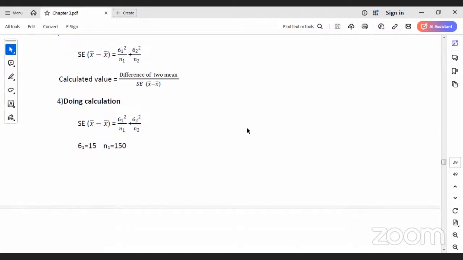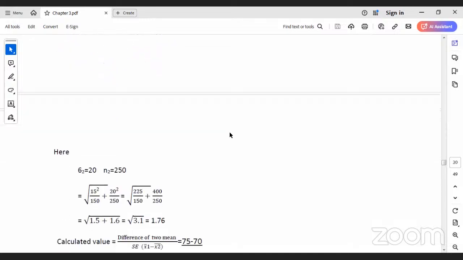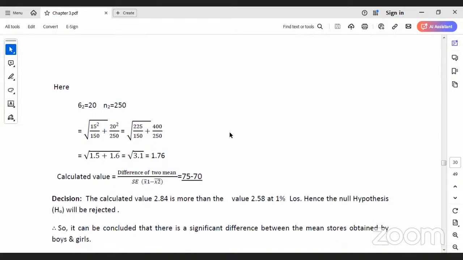Doing calculation, standard error of x bar 1 minus x bar 2 is equal to the square root of standard deviation 1 square by n1 plus standard deviation 2 square by n2. So standard deviation 1 is equal to 15, n1 is equal to 150, then standard deviation 2 is equal to 20, n2 is equal to 250. So here, under root 15 square by 150 plus 20 square by 250. The final answer is 1.76. That is the standard error value, 1.76.